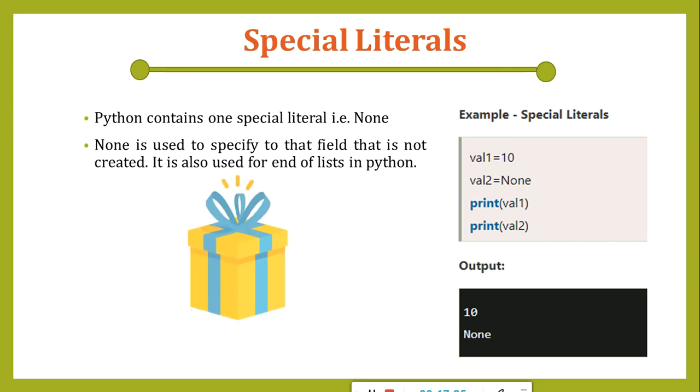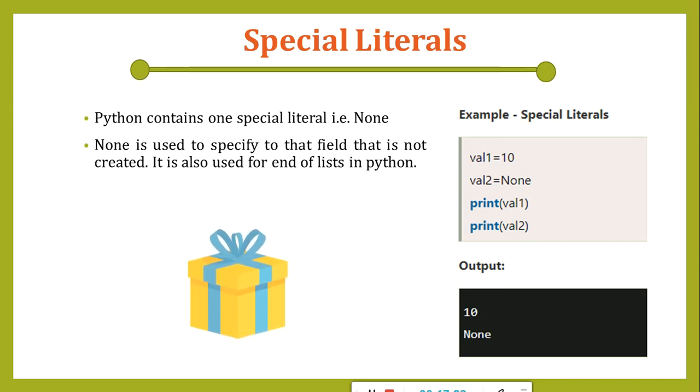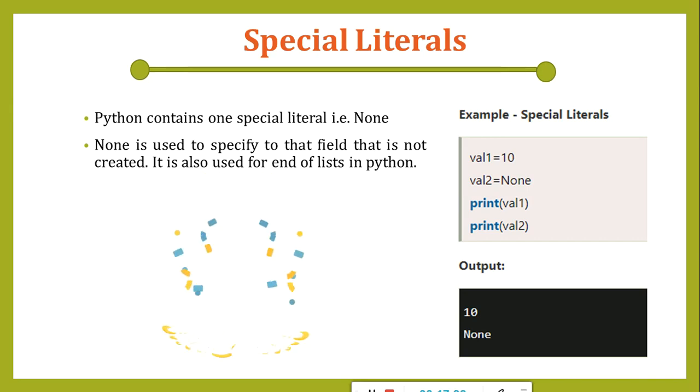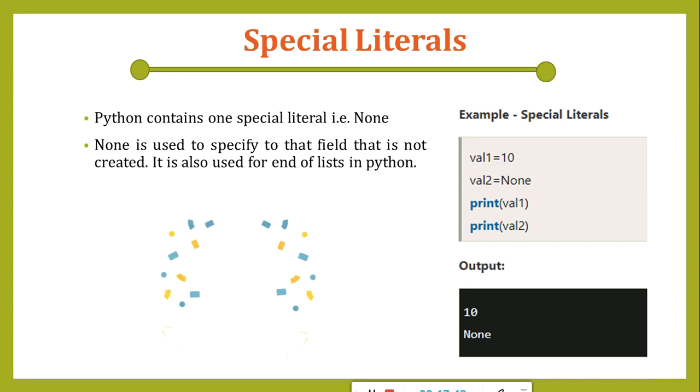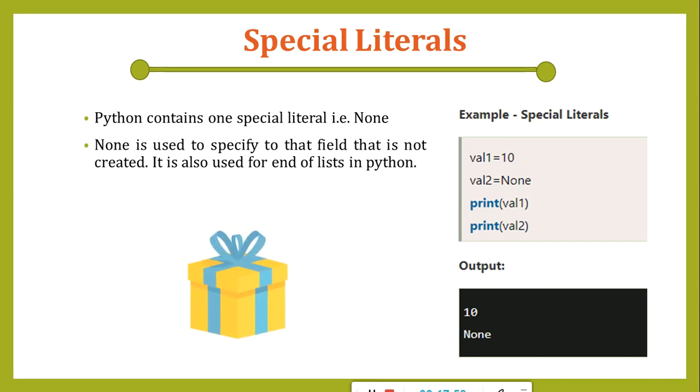If you try to assign val2 something else, like a string without any quotes, like val2 is equal to abc without any quotes, and then try to print val2, it will generate an error, because abc is not a special literal that you can assign without quotes. It can act as a string only if we provide it within quotes. So this is all about the special literal. A single special literal is there, that is called None.